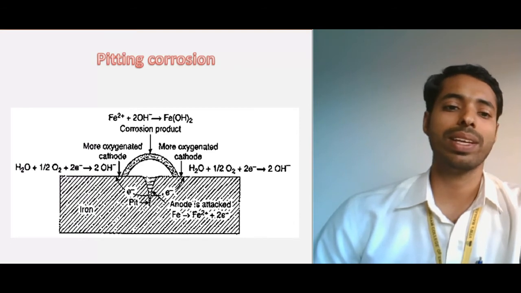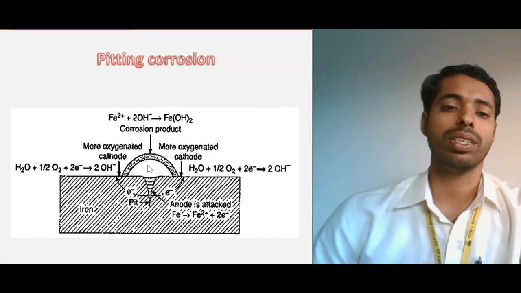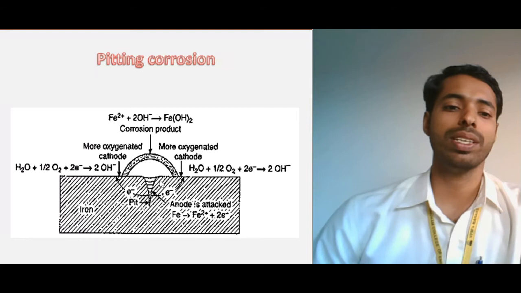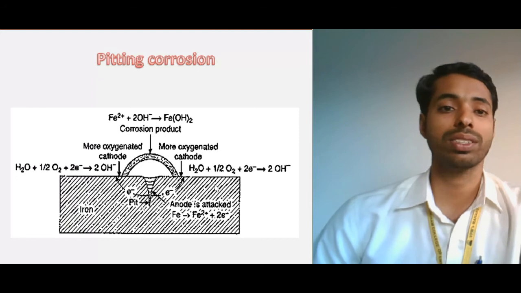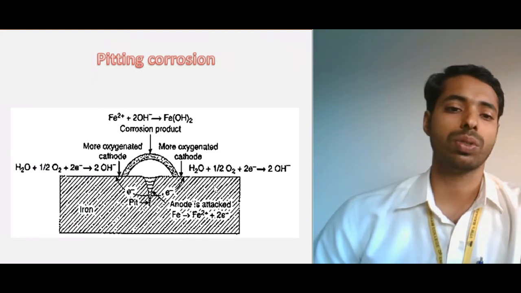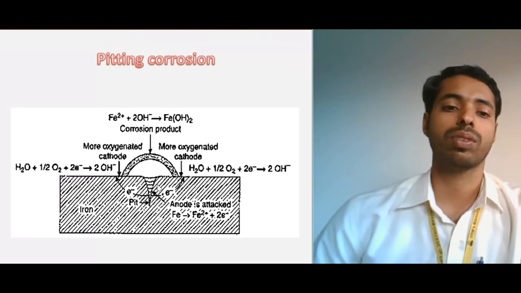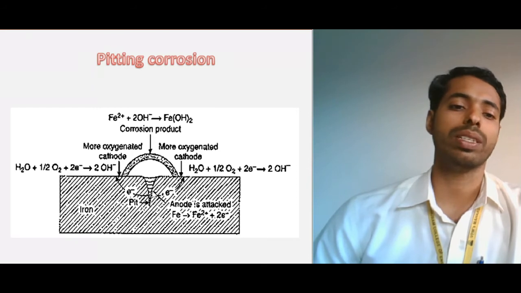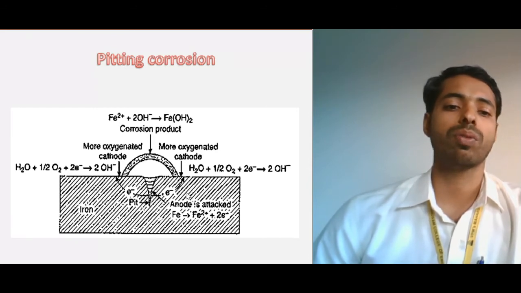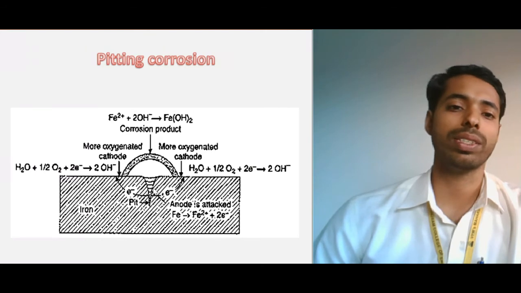Now, as there is a very small anodic area below the dust particles, corrosion takes place at a very small part. And as there is a very large cathodic area, the requirement of electrons on the cathode for the reduction reaction is more, so a larger amount of electrons will be drawn from the anode by the corrosion reaction.